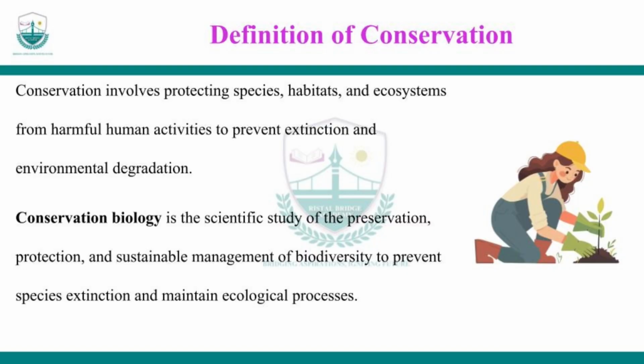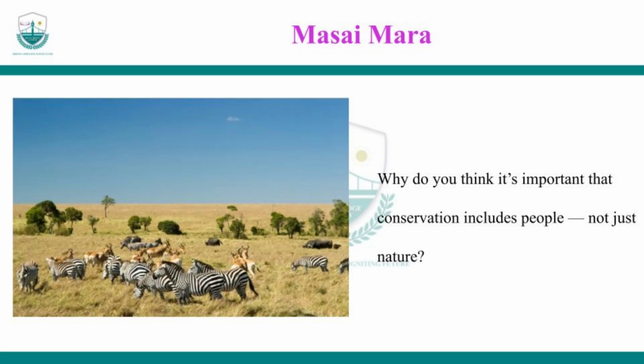Conservation means protecting species, habitats, and ecosystems from harmful human activities. It's not just about saving animals. It's about keeping ecosystems stable for future generations. In Kenya's Masai Mara, conservationists protect lions and elephants, but also work with local herders so both people and wildlife can thrive. Why do you think it's important that conservation includes people, not just nature?